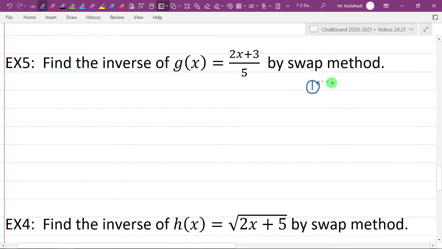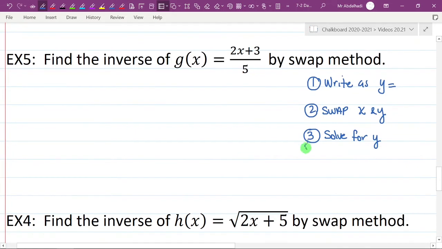Step 1, you must write your function as a y equals function. Step 2, you have to swap, and this is why it's called the swap method, x and y. Wherever you see a y, you write it as x. Wherever you see an x, you write it as y. Step 3, you're going to solve for y. Okay, solving for y means getting the y by itself. And then 4, rename, okay?